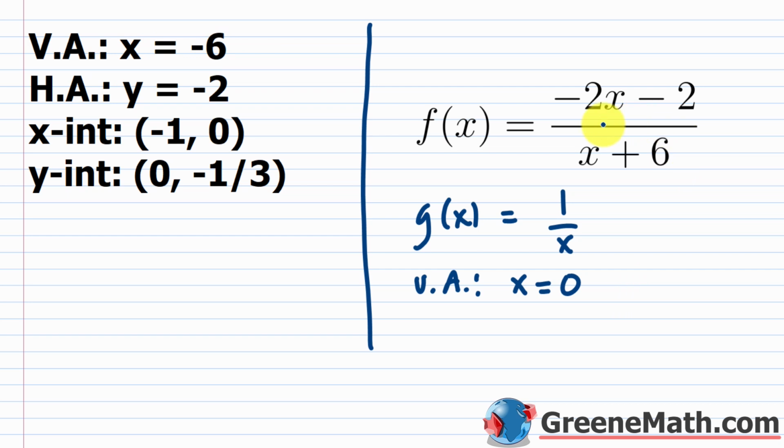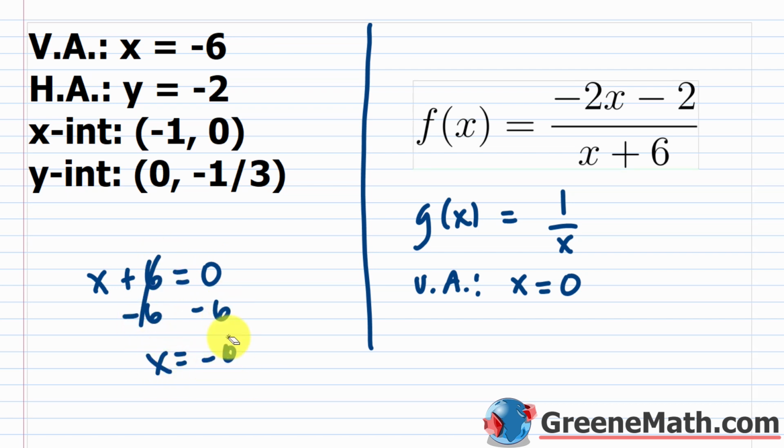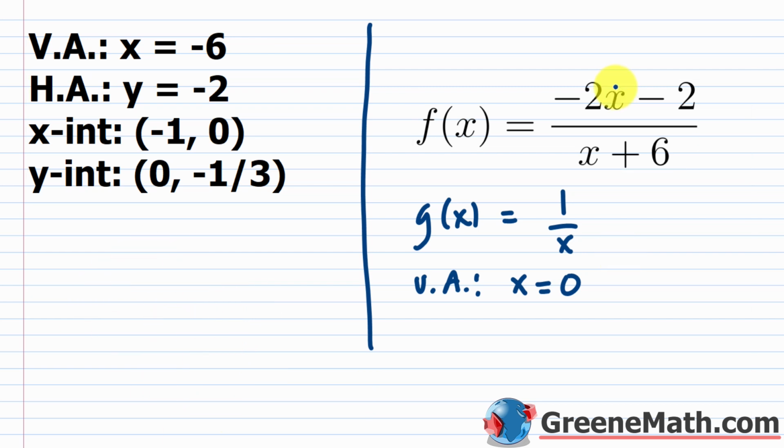The other way to do that is just take the denominator. So you could take x plus 6, set that equal to 0 and solve. Subtract 6 away from each side, you get x equals negative 6. So it's the same either way. Let me fix that. And then for the horizontal asymptote, again, you could look at this guy over this guy. You can see that this is a first degree and this is a first degree. So then when that happens, you want the ratio of the leading coefficients. So it would be negative 2 over 1. So you would get y equals negative 2.